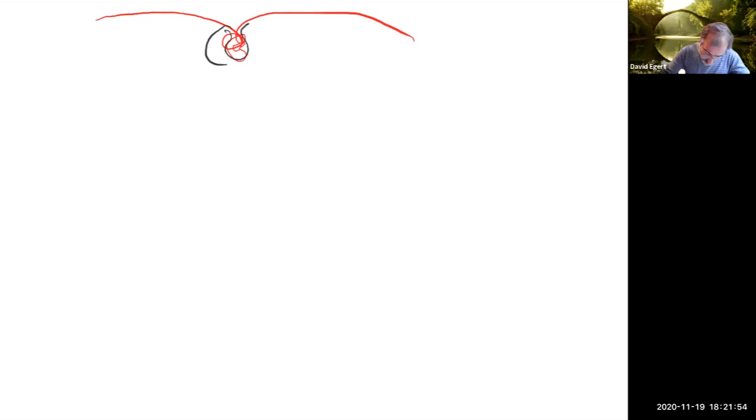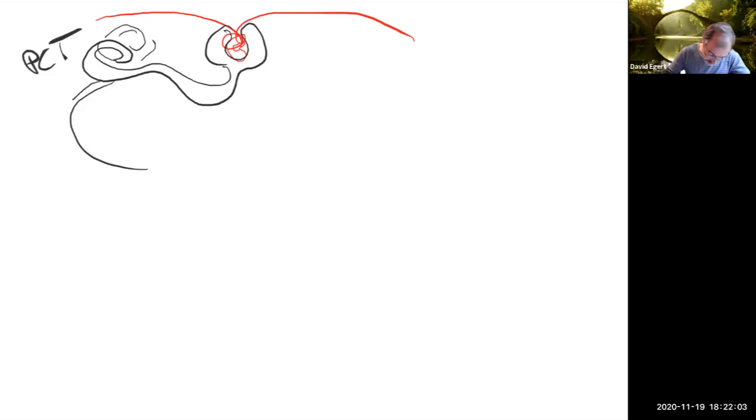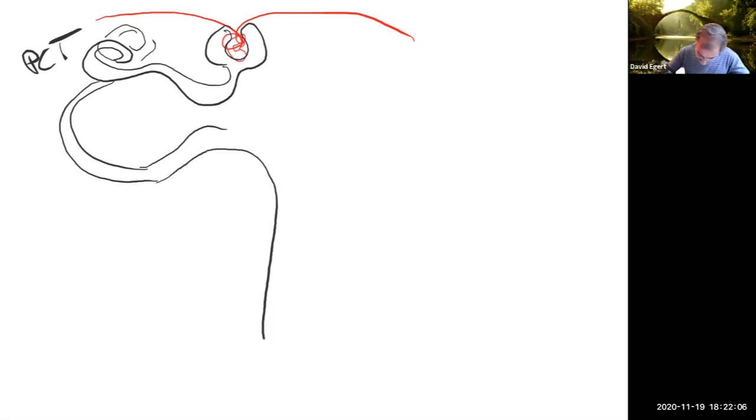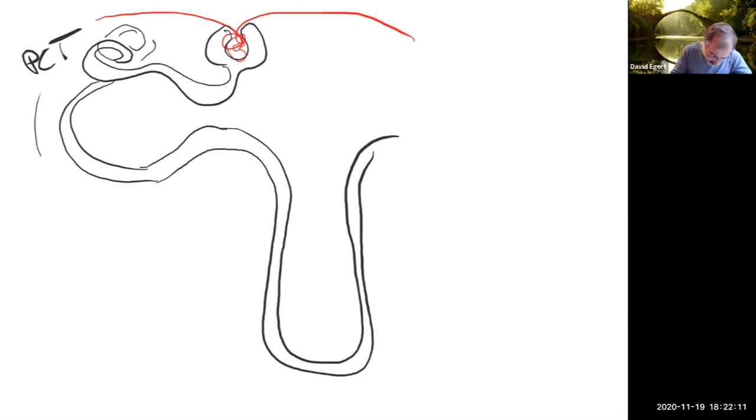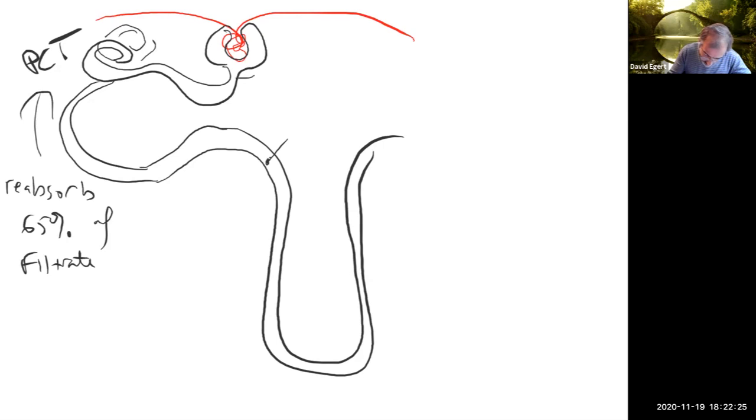Glomerulus, Bowman's capsule, PCT, descending, ascending limb of the loop of Henle. So like I said, PCT, again, we reabsorb about 60% of filtrate. So by the time we get here, again, up here, we started at 100 mils per minute. By the time we're here, we're about 35 mils per minute.